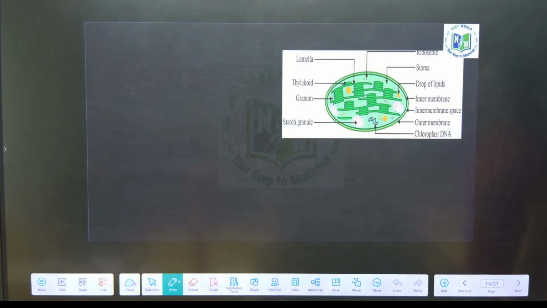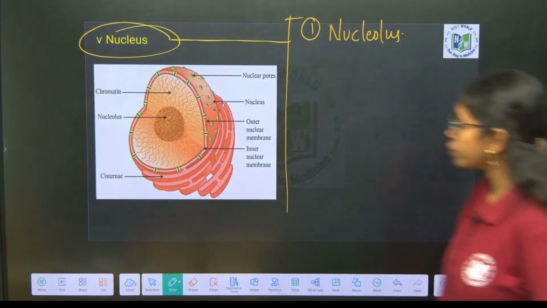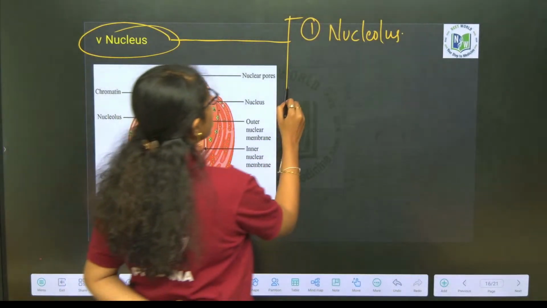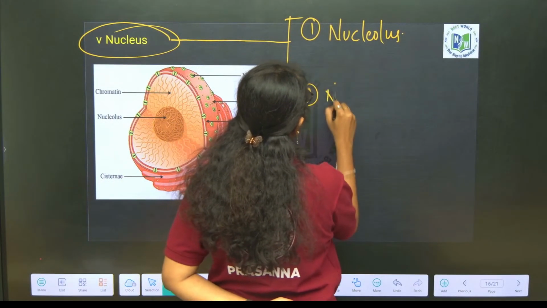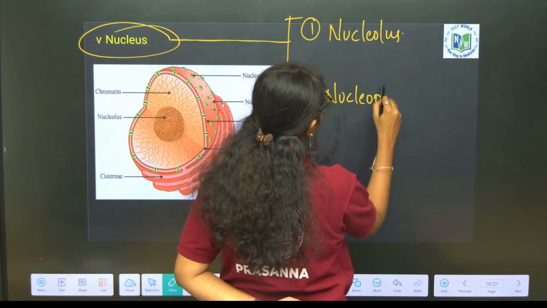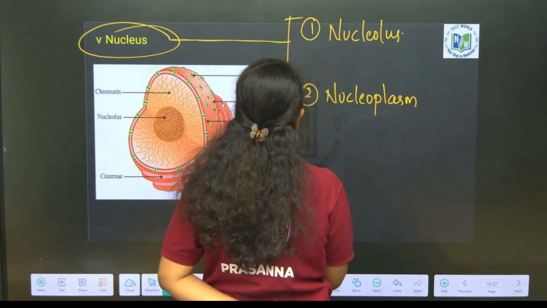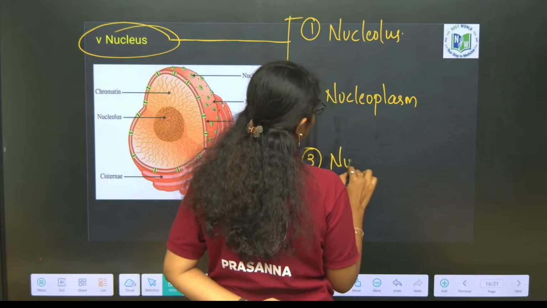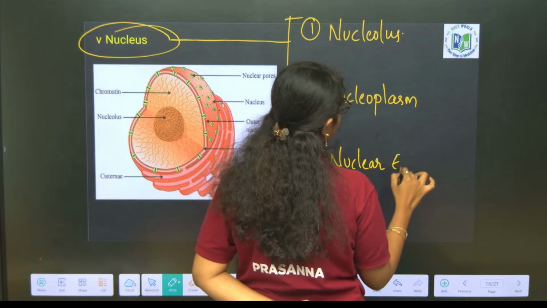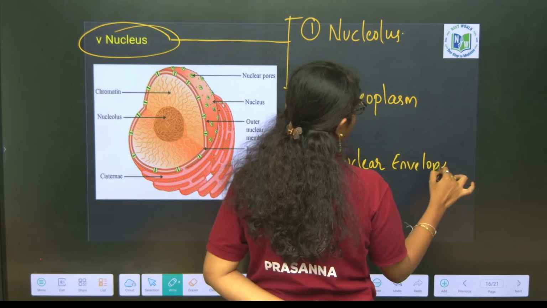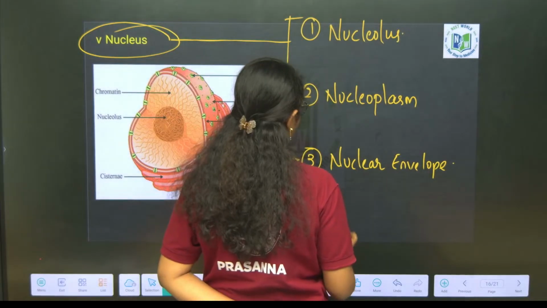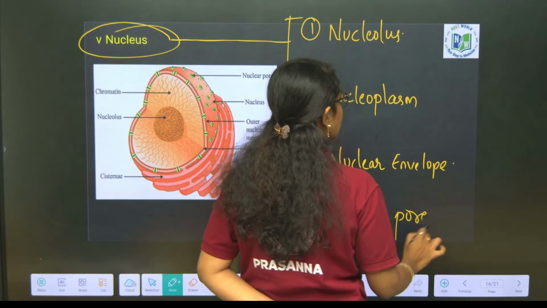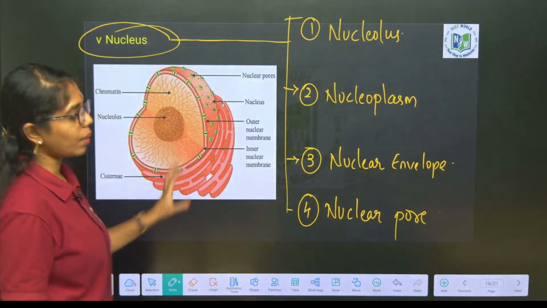And next, see here, nucleus. It has 4 components, right? What are they? Nucleolus. Second is nucleoplasm. And third is nuclear envelope. Fourth will be nuclear pores. So, nucleus is surrounded by a nuclear membrane which is double membrane bound.